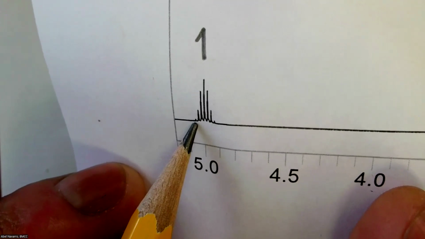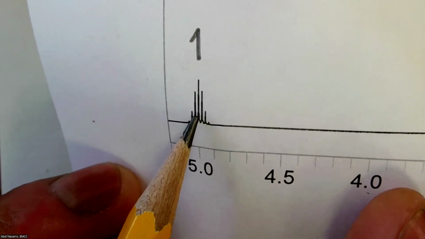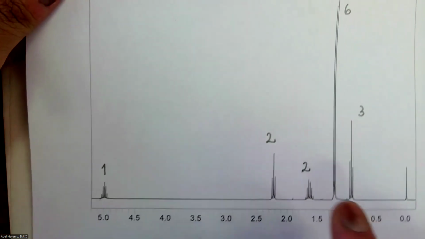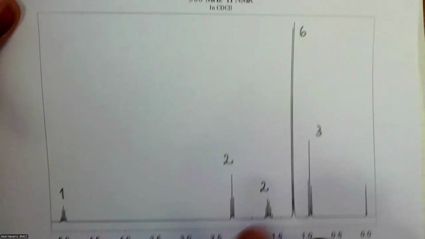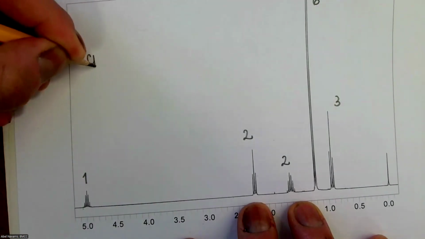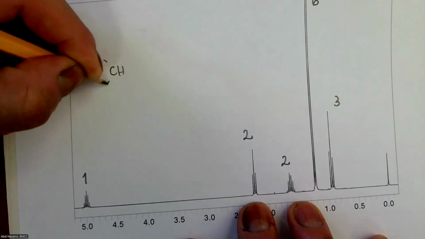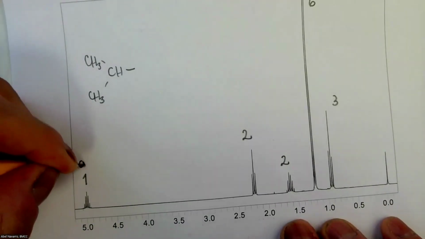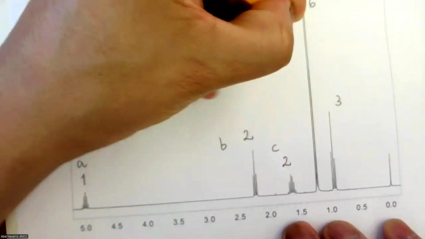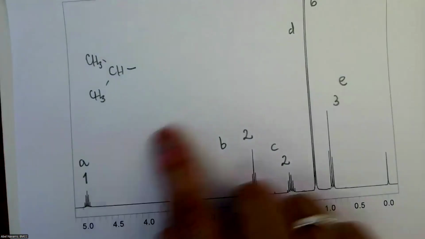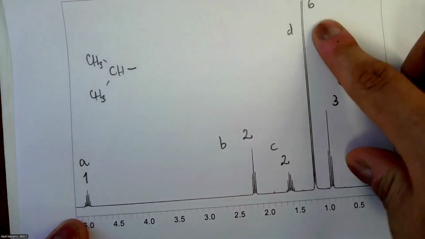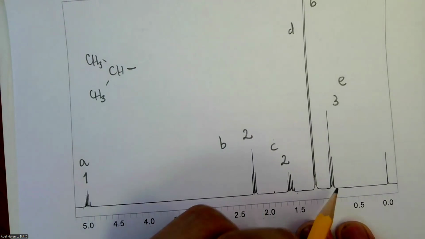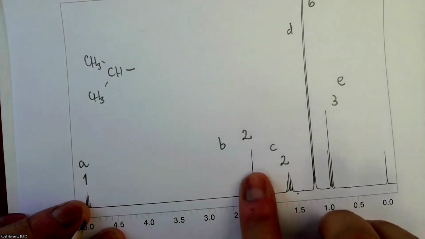This tiny one is one. 1, 2, 3, 4, 5, 6, 7. Septet, 1H, followed by a 6H doublet. That's an isopropyl. It's clearly an isopropyl. Somewhere there is an isopropyl. Now I need these guys. Okay, so what is that?